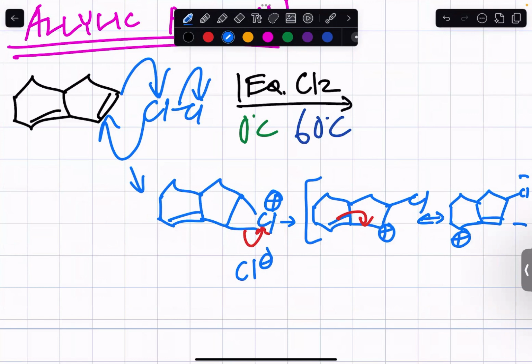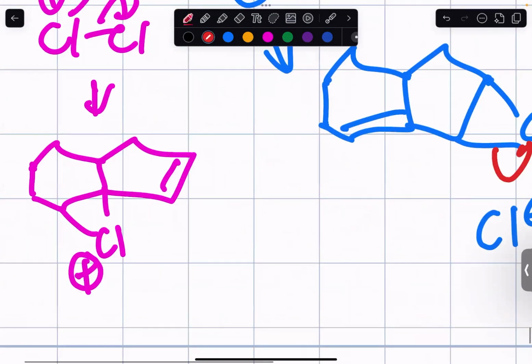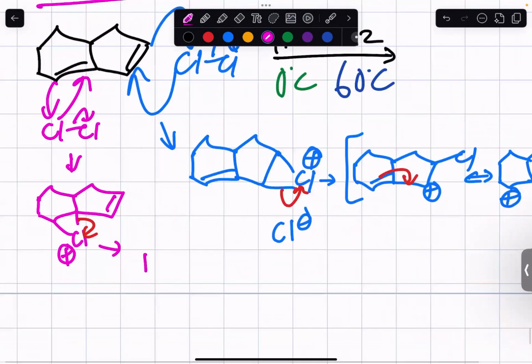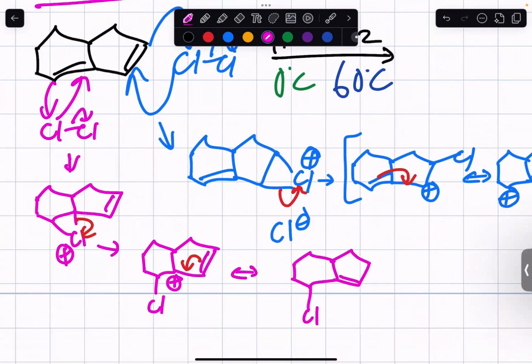Boom. Okay, let's do this one. Same thing. Okay. Break open the ring that way to form the more stable allylic carbocation. Resonance set. Okay, now we also have a two resonance set.